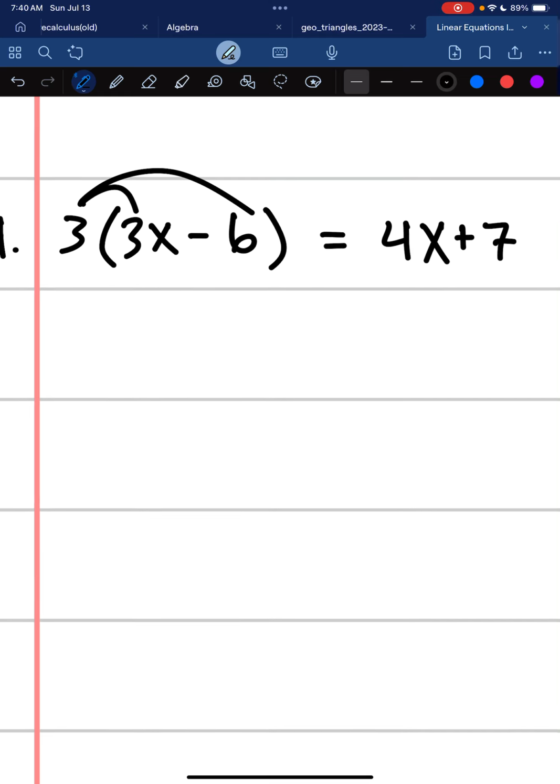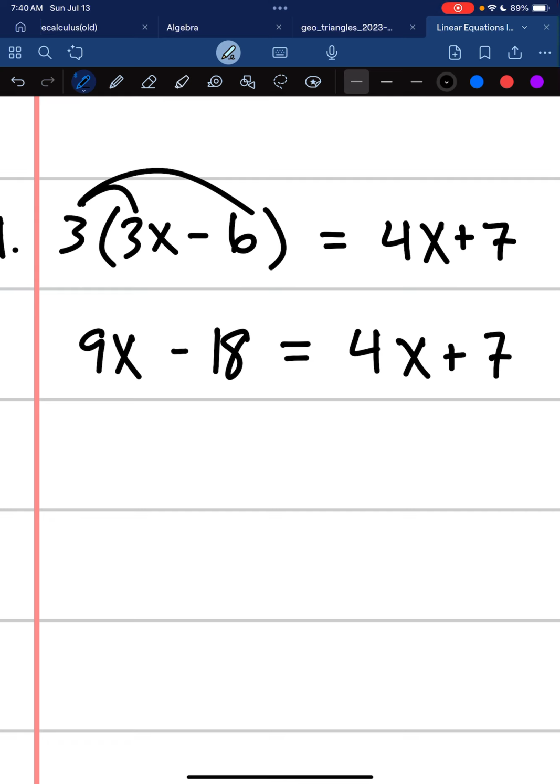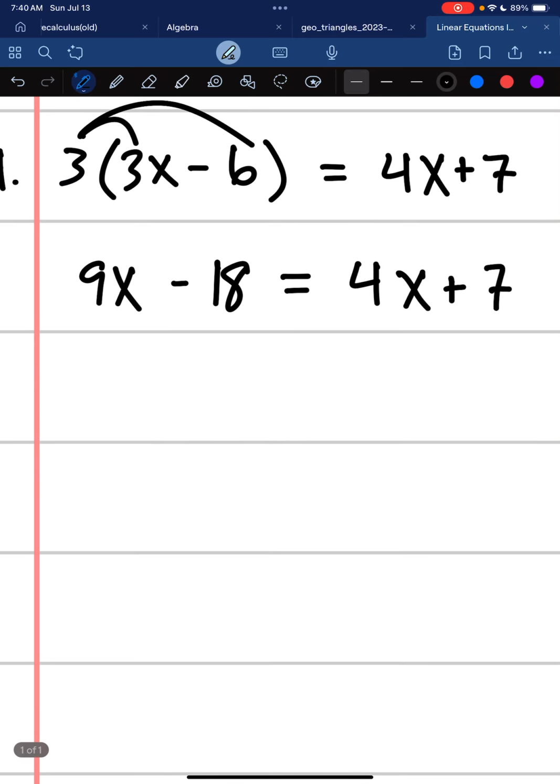So we start off by distributing. We do 3 times 3x, which is 9x, and 3 times negative 6, which is negative 18. And then on the right side, we still have 4x plus 7. Now I'm going to move all my x terms to the left side and all of my constant terms to the right side. So I'm going to subtract both sides by 4x.